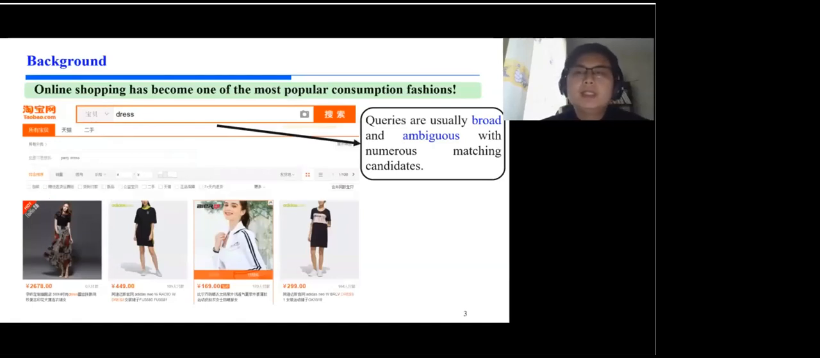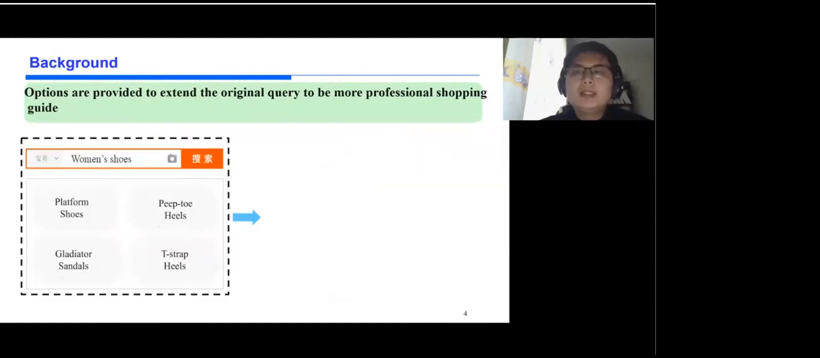Nowadays, online shopping has become one of the most popular consumption fashions. But in many cases, when customers search for their desired products, the entering keywords, which are also called queries, could be very broad and ambiguous, and thus have numerous matching candidates. For example, the query term of dress is too broad to find those proper products. To offer better shopping guide, options are provided to extend the original query to be more professional. After users click one of the options, the search engine will do search again by appending the term of the clicked option to the original one.